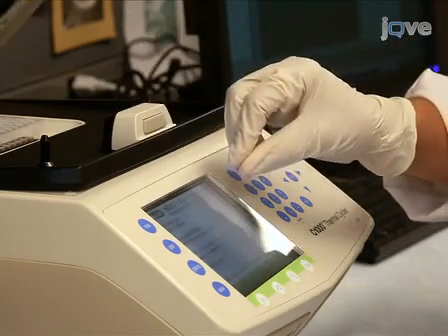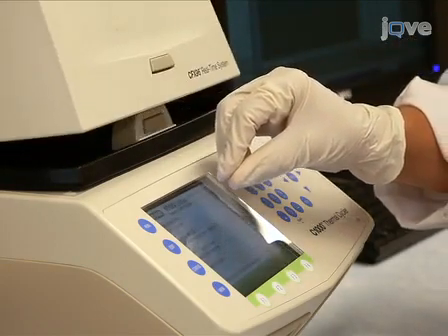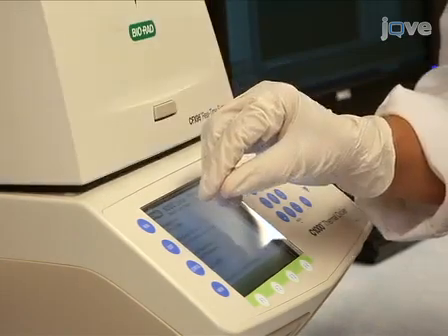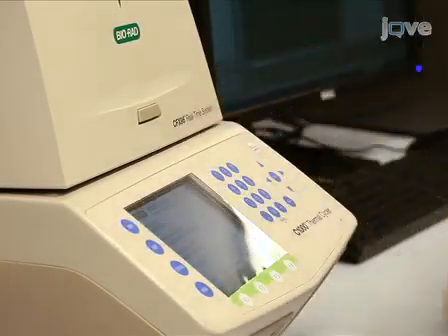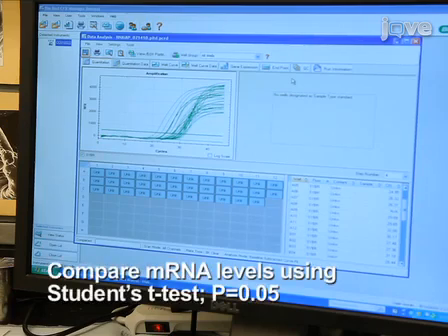Run dissociation curves at the end of the reaction to ensure that only one amplicon is formed and that the amplicons consistently denature in the same temperature range for every sample. Compare the normalized CT values for mRNA levels between control-injected and double-stranded RNA-injected ticks using the Student's t-test.